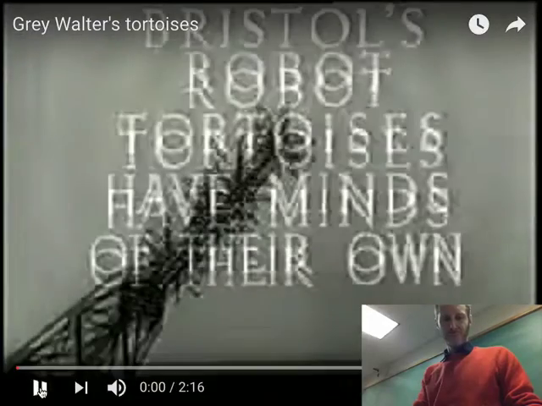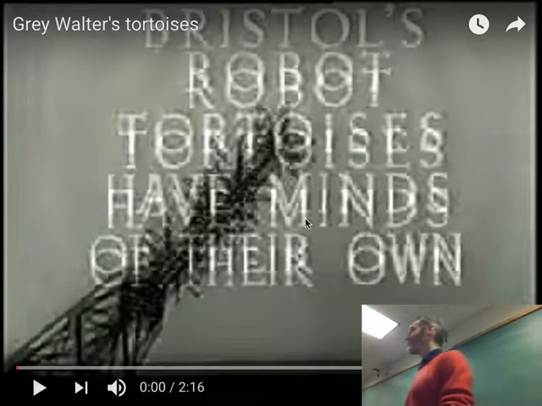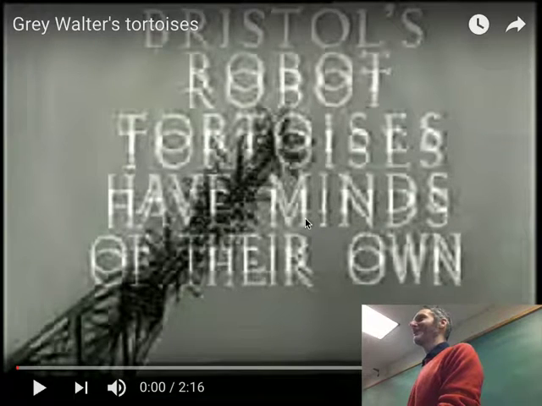So if lithium-ion batteries existed back then, we would have had Roombas a long time ago. That's right. I was going to ask you, does this robot look familiar? Okay, there were a lot of cultural references in there.